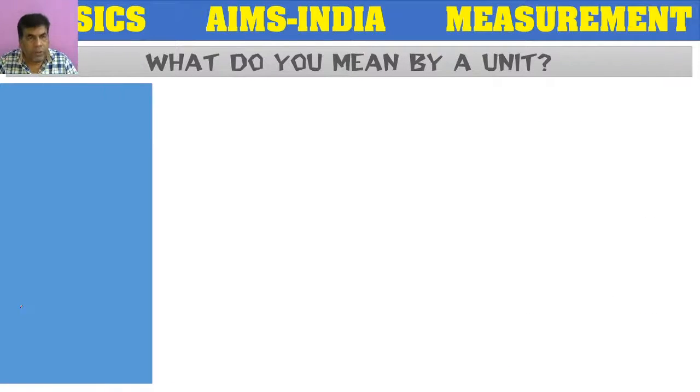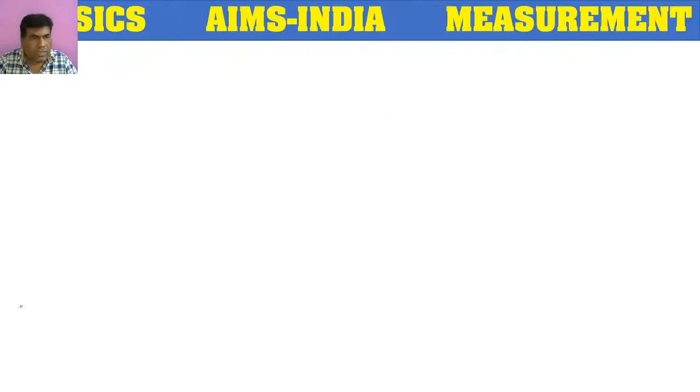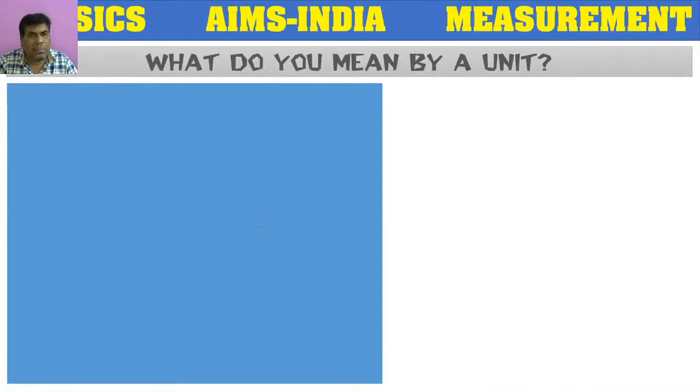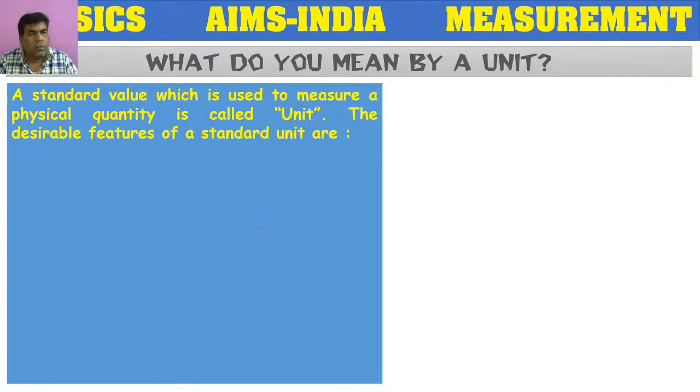So what do you mean by a unit? Just now we have told foot, pound, second, centimeter, gram, meter, kilogram. These are all units. Now we have to know the meaning of a unit. The standard value which is used to measure a physical quantity is called a unit. Scientists have defined a unit and fixed its value, meaning its value is known. With that known value, we will compare the unknown value.